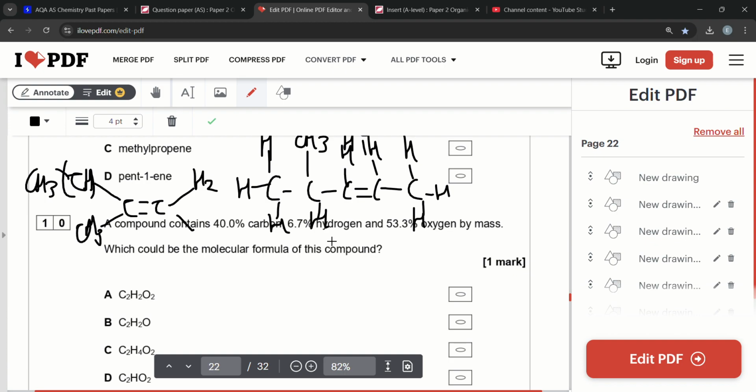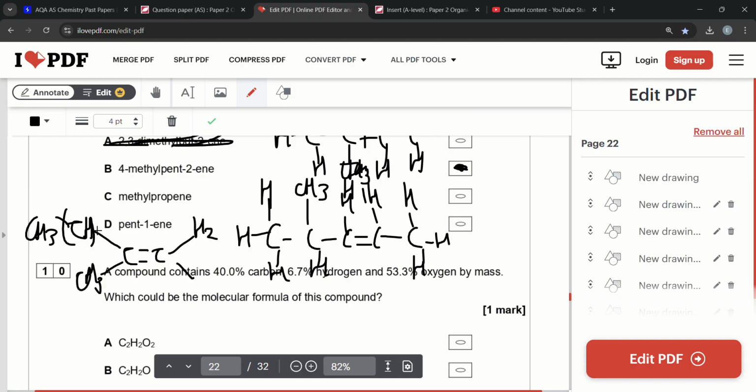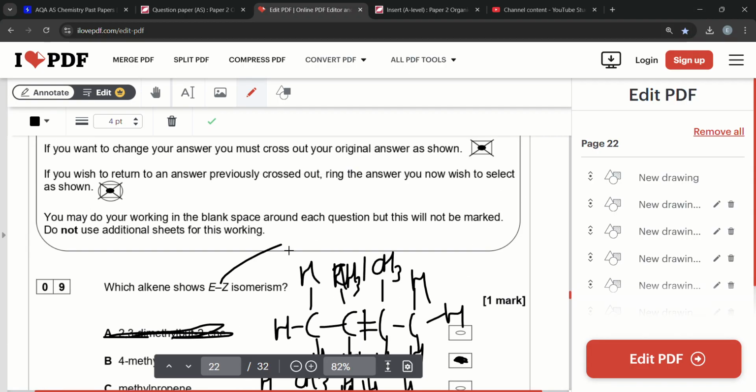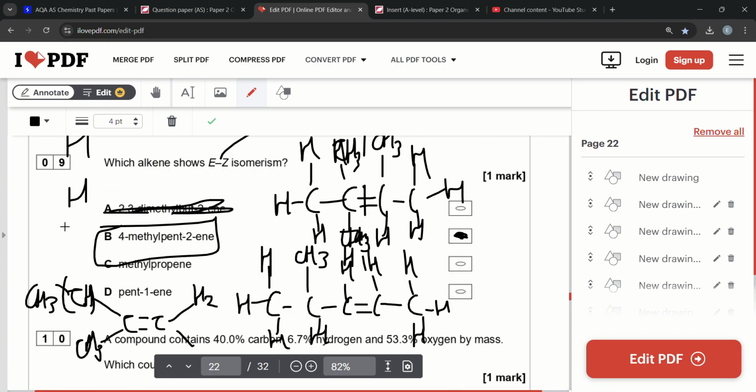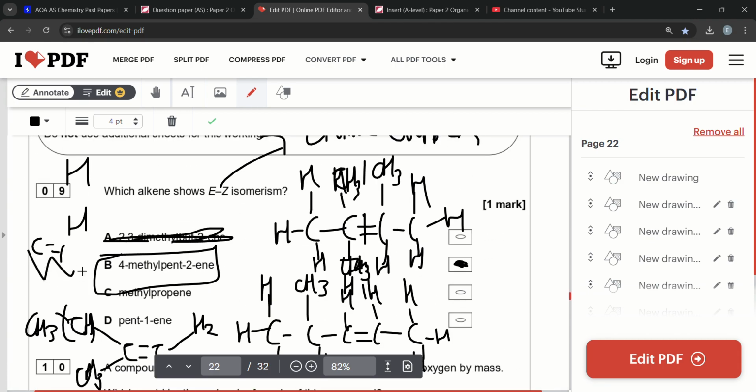Yeah, because we've got CH, CH3, CH3, H, H2. And the rest of them don't have two different groups on each carbon. For EZ isomerism we need a carbon with four different groups attached to it, whereas none of these have it, because some of these have an H and an H here, which isn't different. But only 4-methylpentene has it. So you'd probably want to draw it as a carbon-carbon double bond like that.